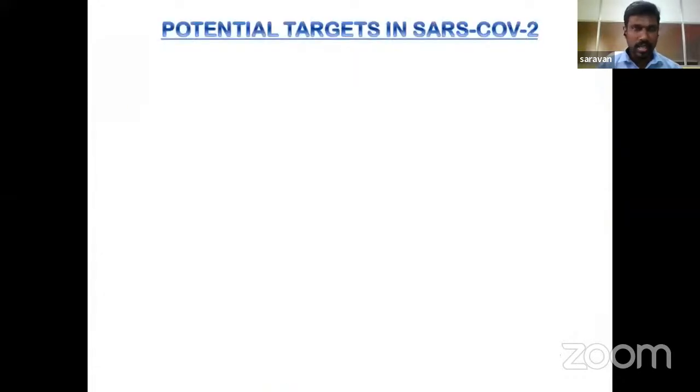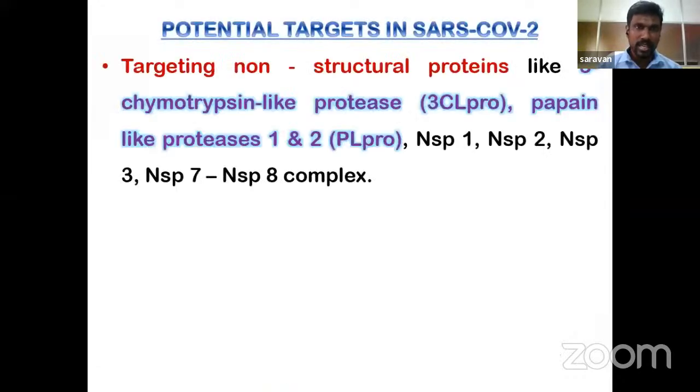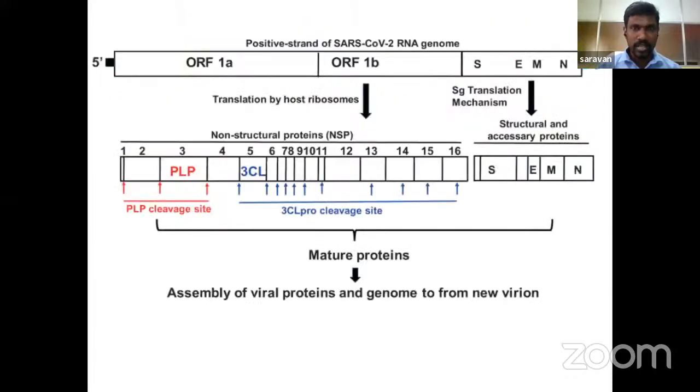Now the third target which we are going to see is targeting the non-structural proteins like 3 chymotrypsin-like proteases and papain-like proteases. There are also other non-structural proteins like non-structural protein 1, 2, 3 and the non-structural protein 7 to 8 complex which are needed for the viral replication to take place. This is the first open reading frame that we were talking about, which encodes for the synthesis of polyproteins and non-structural proteins. These non-structural proteins are synthesized as a long polyprotein.